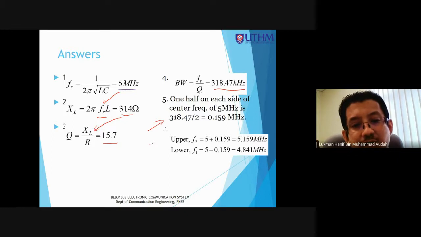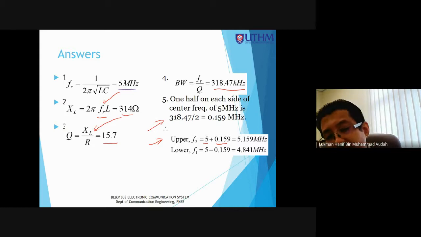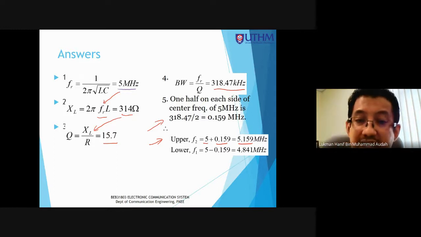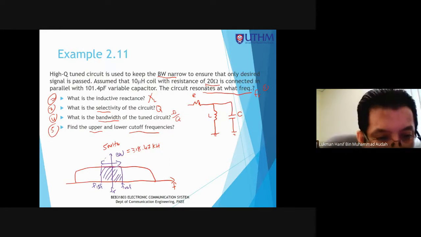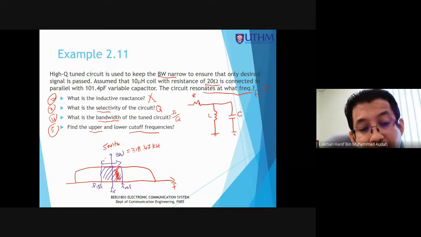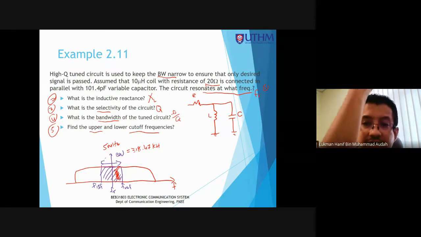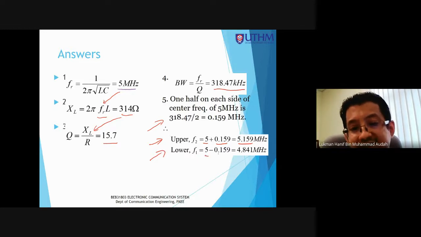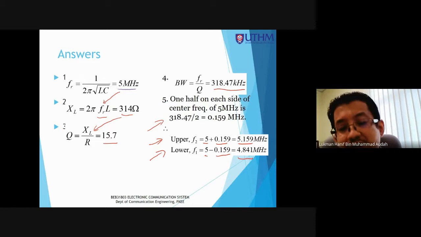For the upper side frequency, it is equal to the center frequency 5 mega plus half of the bandwidth. We want to know that half distance. So the upper side frequency is 5.159 megahertz. You can understand: first find the half distance, how much is it, and then we can add and subtract from the center value. So 5 plus 0.159, we get 5.159 megahertz. The lower side frequency is equal to the center frequency minus half of the bandwidth. So we get the lower side frequency equal to 4.841 megahertz.